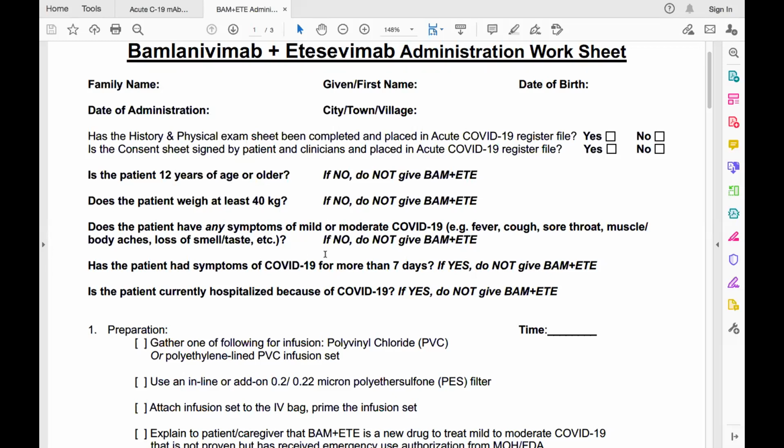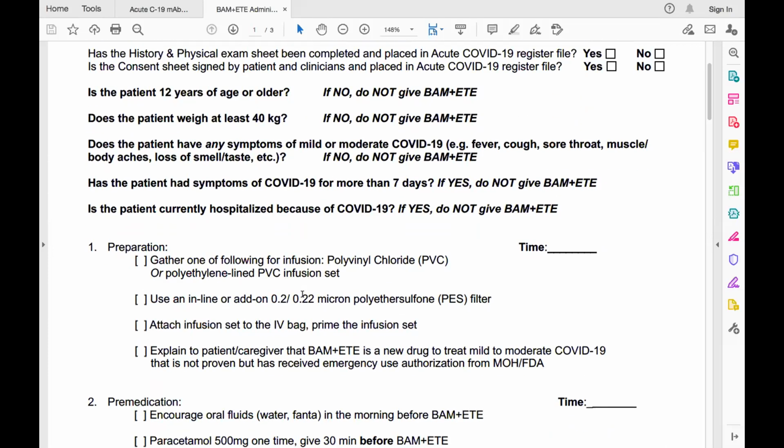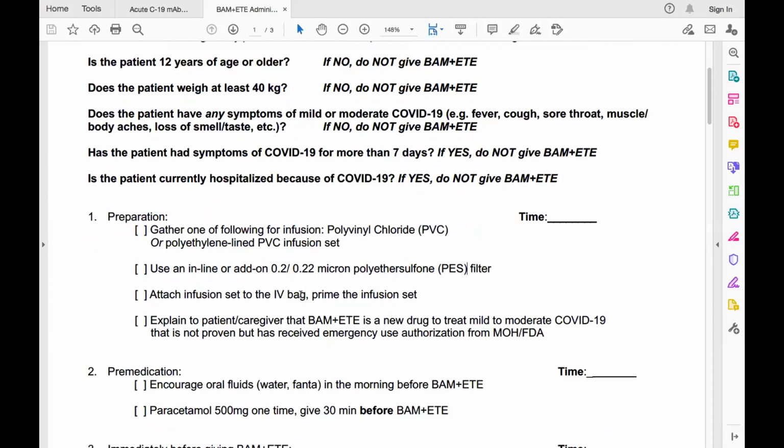So this is different from the baricitinib, which could be given to someone who is 2 years and above. And of course, even for TB, we're not giving these such clients. So this is just giving us the details. Okay, what time the preparation of the infusion was done and the time recorded there.